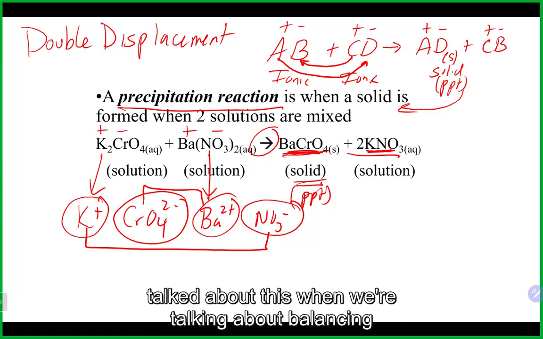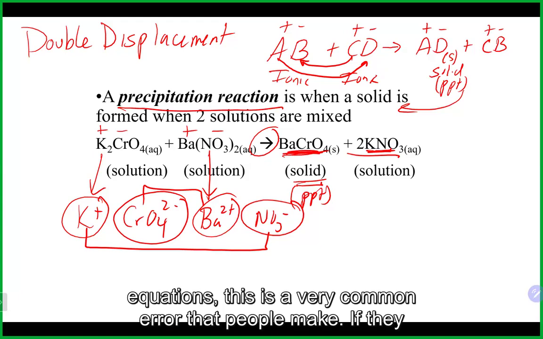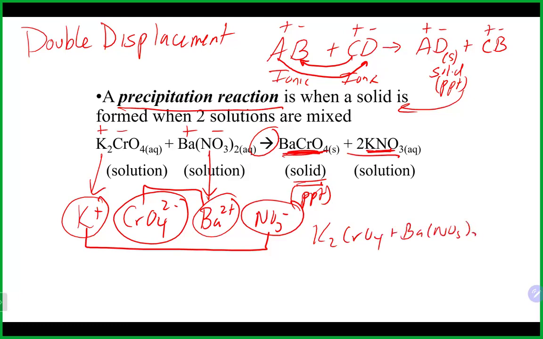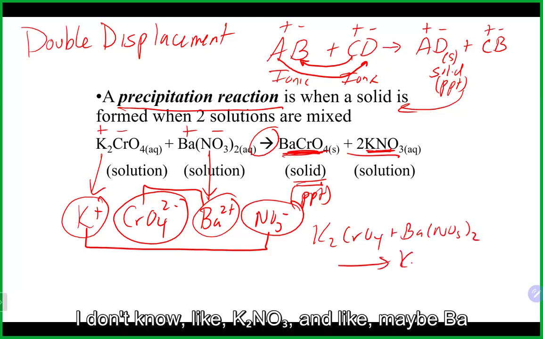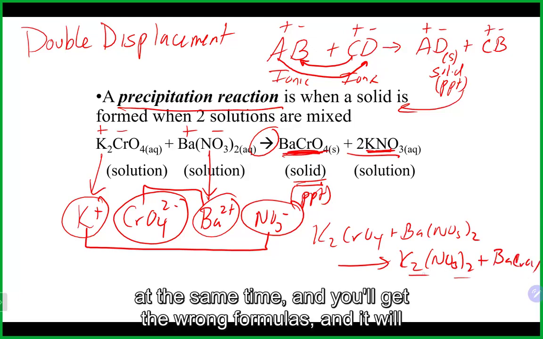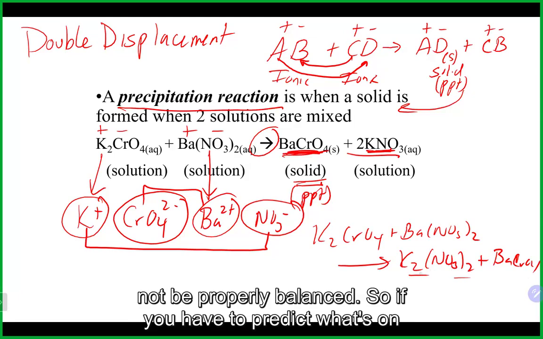So I think I talked about this when we were talking about balancing equations. This is a very common error that people make. If they had something like this, they would look at it and go, perhaps, K2NO3 2 and maybe BaCrO4, and they'll try to balance and write the formulas at the same time, and you'll get the wrong formulas and it will not be properly balanced.